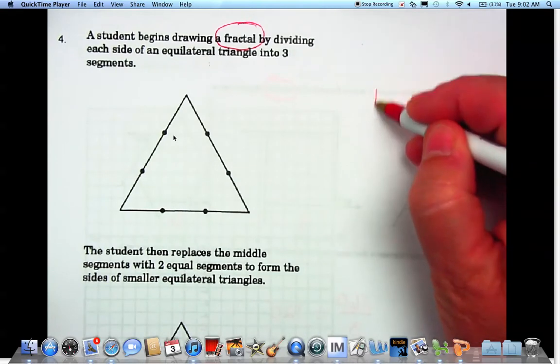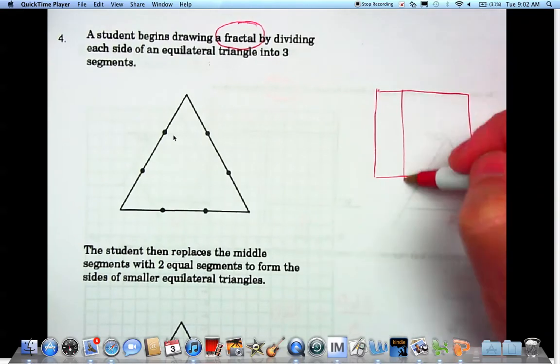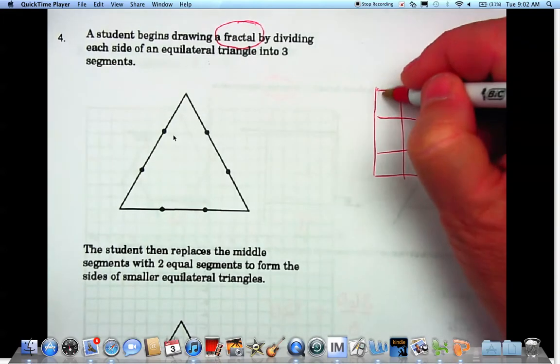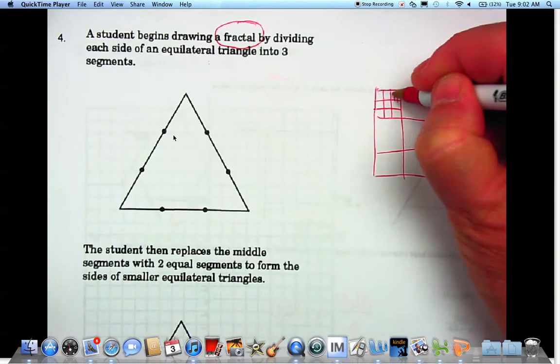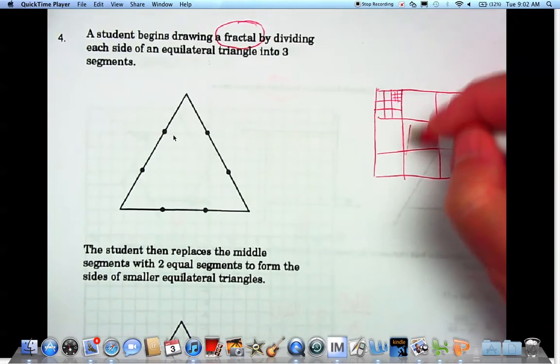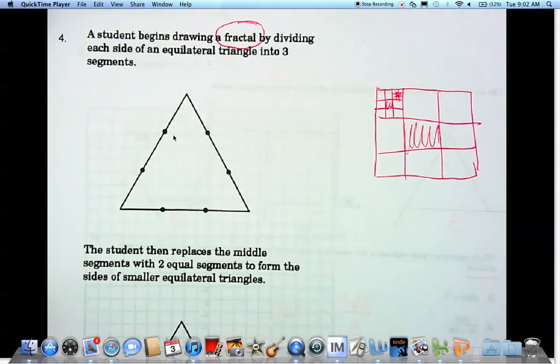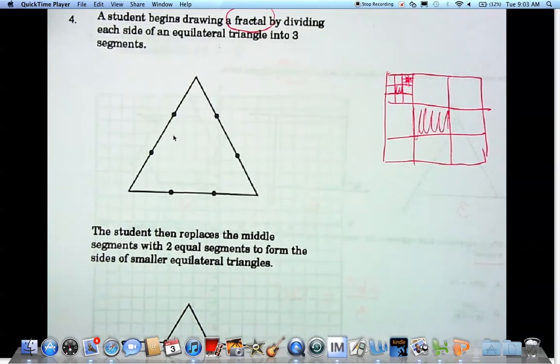Here's one fractal I've seen on a test before, besides this one, where they divided it into 9 blocks, and then they took another block and divided it into 9 blocks, and then they took the little block, divided it into 9 blocks, and they shaded the center of each one. Will it ever get where you can't divide? Well, physically it would get where you couldn't do it, but mathematically it would go on forever. Yeah, it is pretty wild.